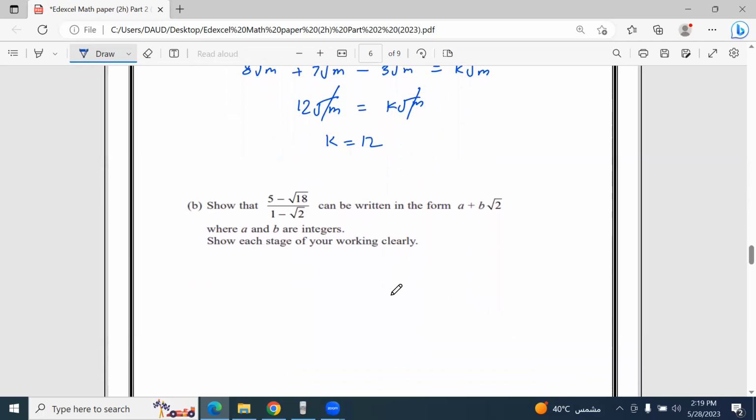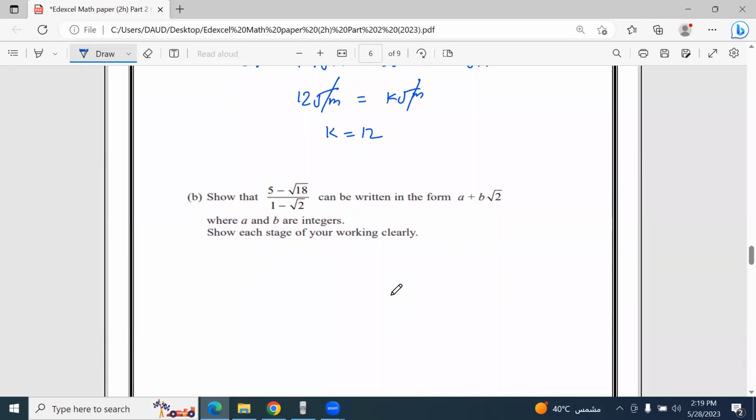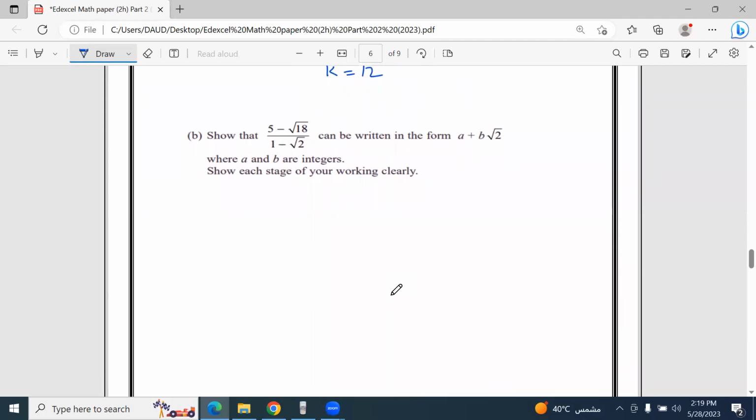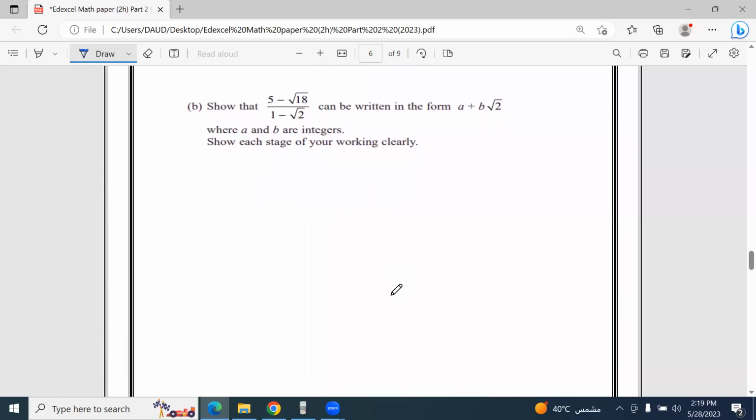Next, show that 5 minus square root of 18 over 1 minus square root of 2 can be written in the form a plus b square root of 2. We will use the rationalizing concept. My left side is 5 minus square root of 18 over 1 minus square root of 2. I will take the denominator and its opposite. To rationalize this, I will multiply by 1 plus square root of 2 over 1 plus square root of 2.